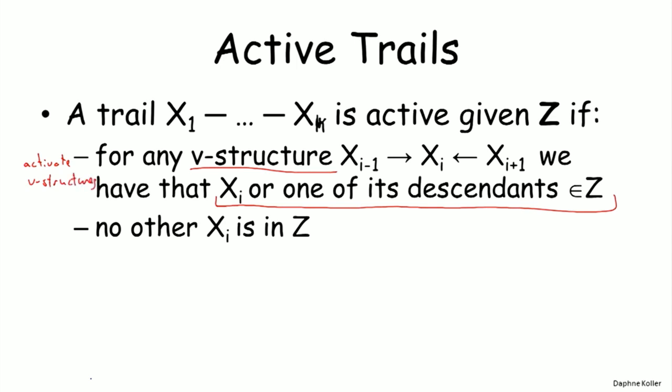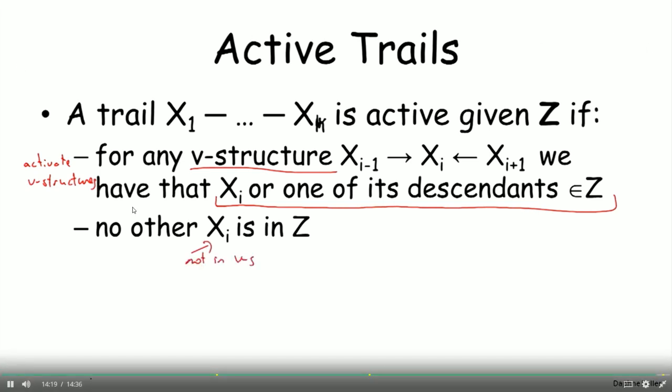Now, all the other nodes have to be open. So no other xi's that are not in V structures can be observed.